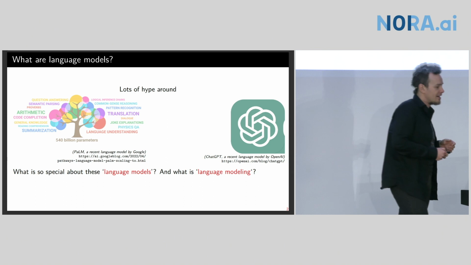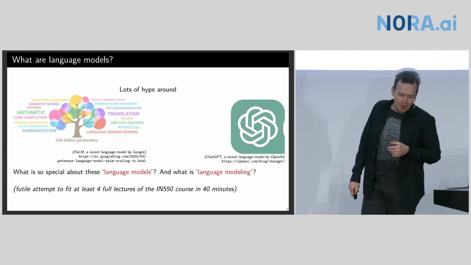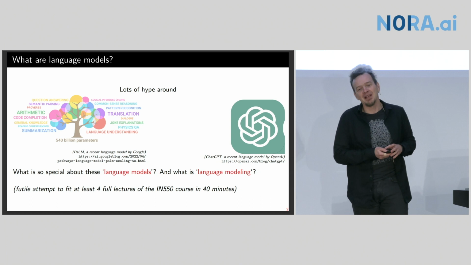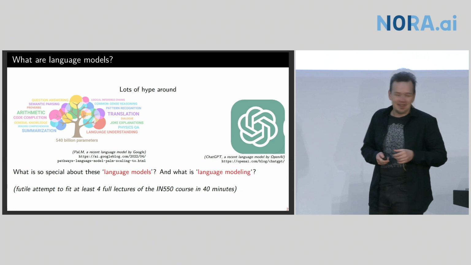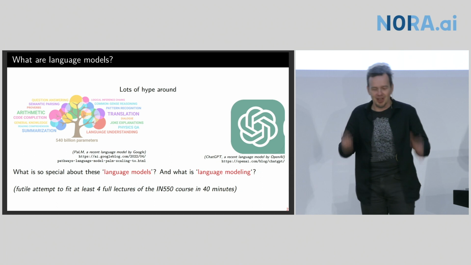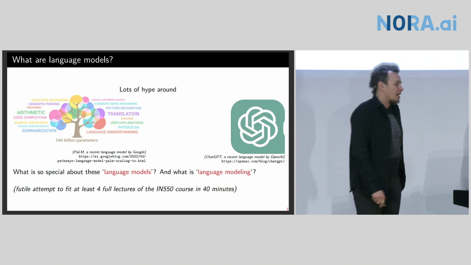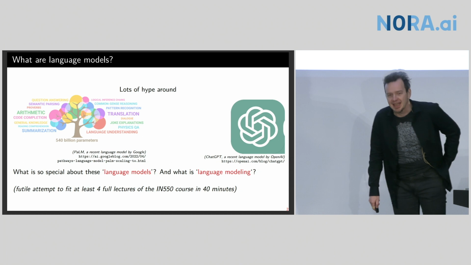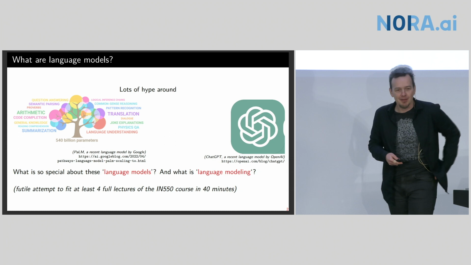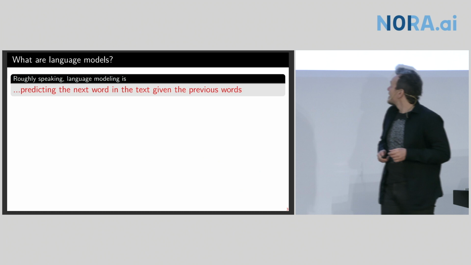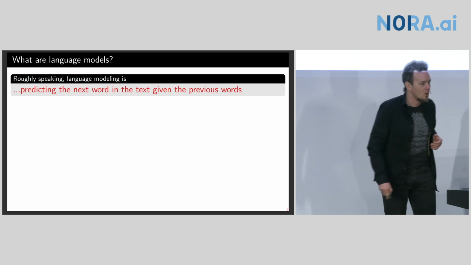And yeah, as I've said, I am a bit more fortunate than the previous speakers, because they had only 10 minutes to explain very complicated notions. I have 40 minutes, but still, it's of course a very futile attempt to fit at least 4 lectures into 40 minutes. And I apologize beforehand, because of course many things will be covered only very rapidly and without much detail, at least without the amount of detail that I would like. But I will even have a couple of equations for those of you who like them. Right, so roughly speaking, as has already been said, language modeling is just predicting the next word in the sequence, given the previous words.